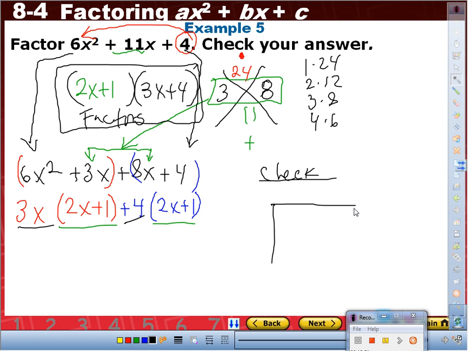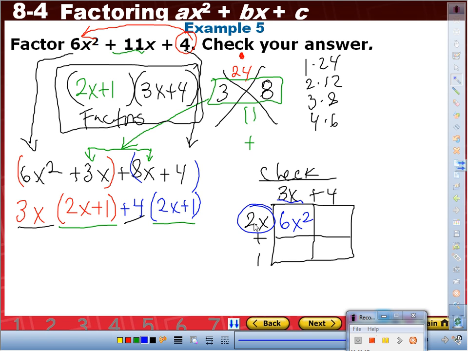Area model. Here we go. What's my first factor? 2x plus 1, draw your line across. What's my second factor? 3x plus 4, draw your line down. And let's see. What is 2x times 3x? 6x squared. 2x times 4, that's 8x. Are we there so far? 1 times 3x, that's 3x. 1 times 4, that's 4. There are no other squares, so I bring that down. Combine like terms: 8x plus 3x, 11x, plus 4. Did I end up with the same? Yes.